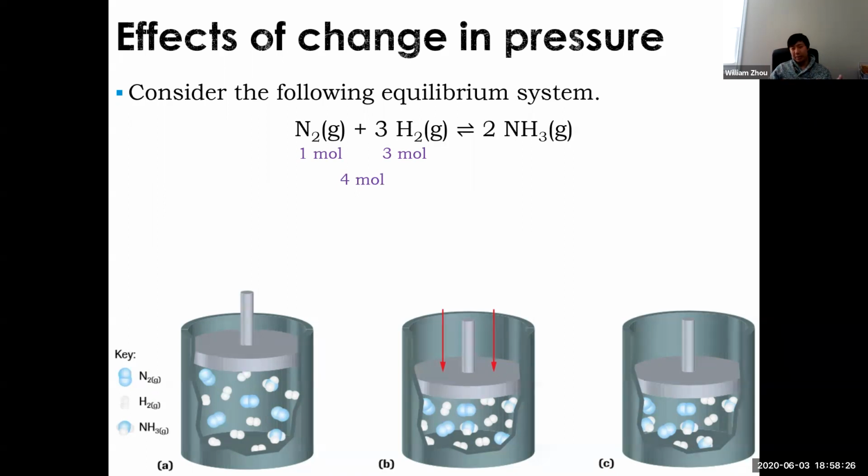Cool. Let's compare that to the products. I have 2 moles of ammonia. That's it. 2 moles of gas in the product. So there is more gas in the reactants than in the products.